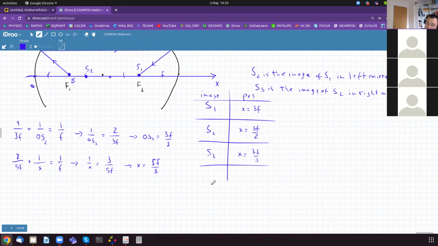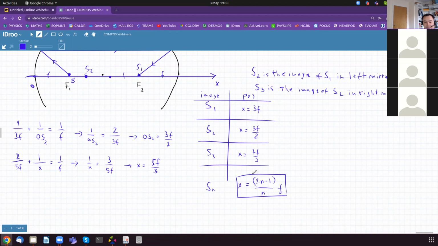So basically, the nth position is going to be 2n minus 1 over n times f. It looks like the formula doesn't work, but it's because of the alternating mirrors, and you also have the duplicates of them on each of the sides.